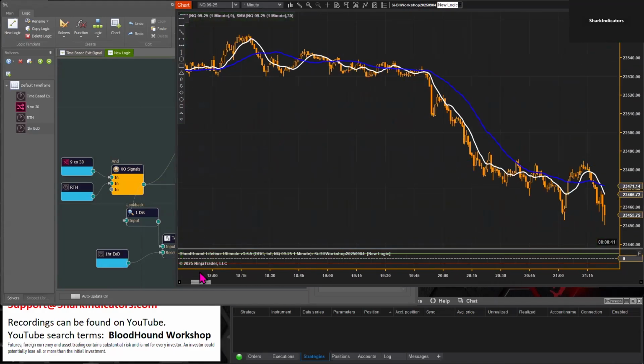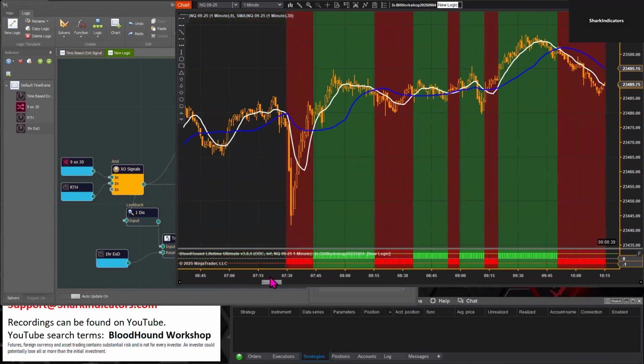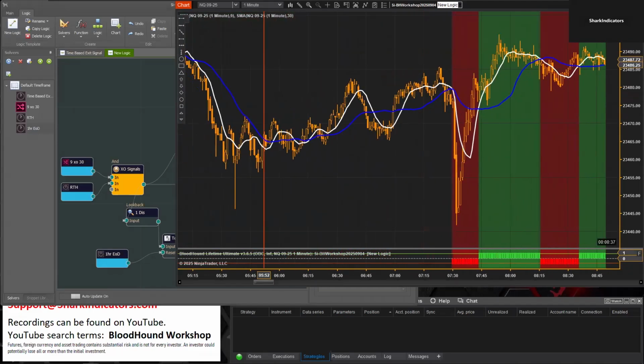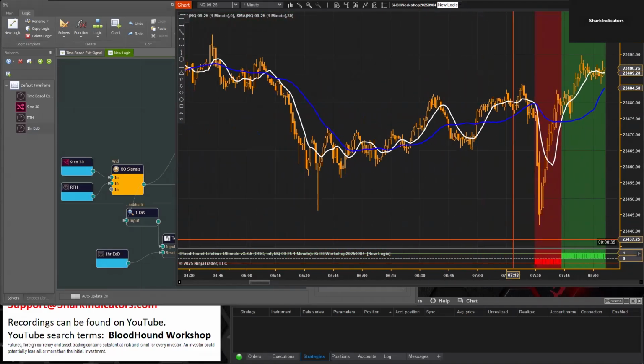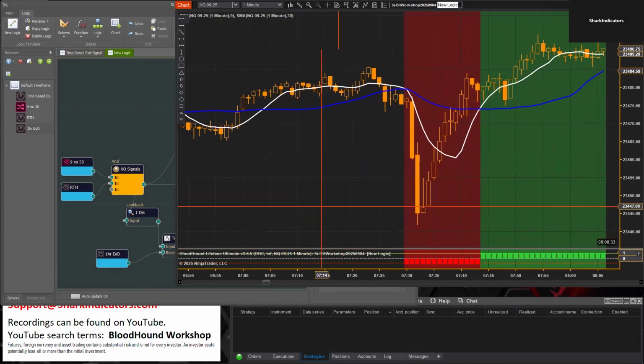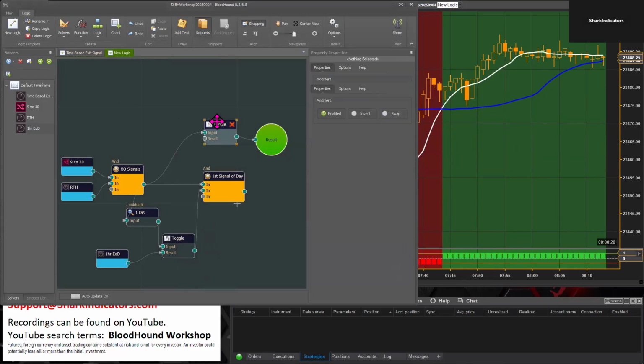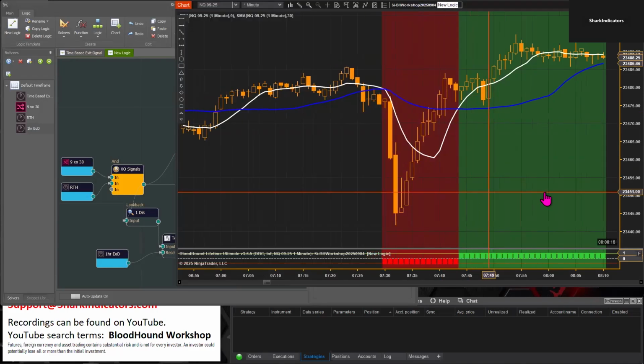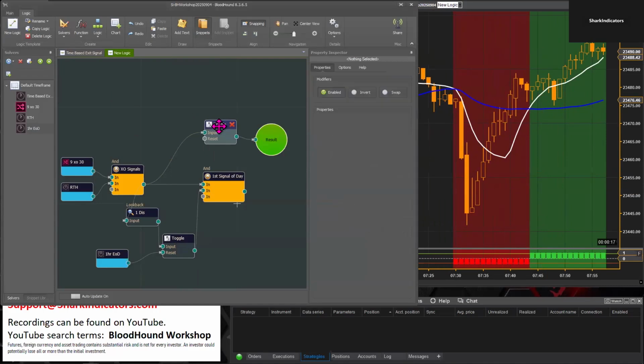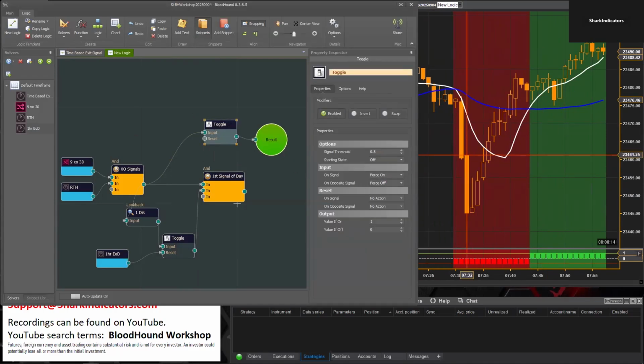And let's go back here. There we go. And so our first signal, right, it's a cross down. And so that turns the toggle node on. There. Right? And so what's forced on is the short signals here.